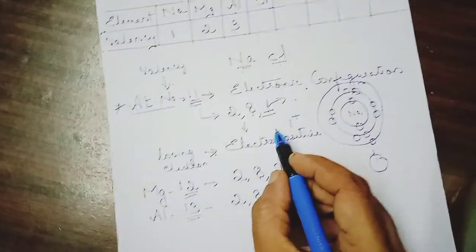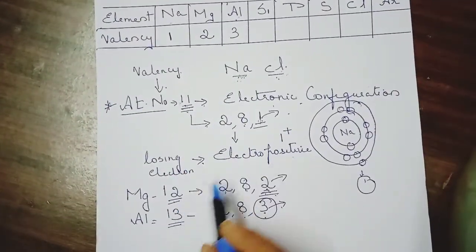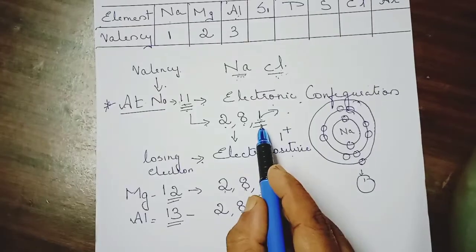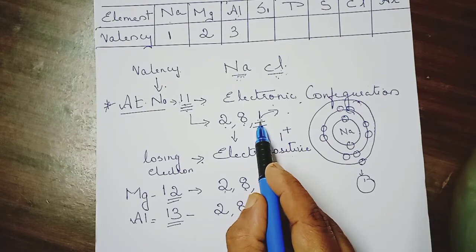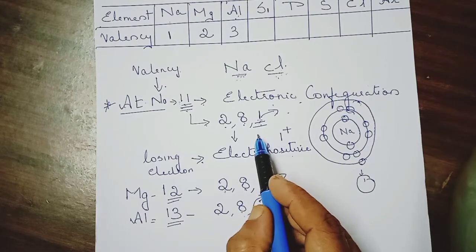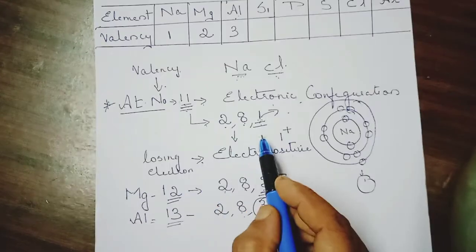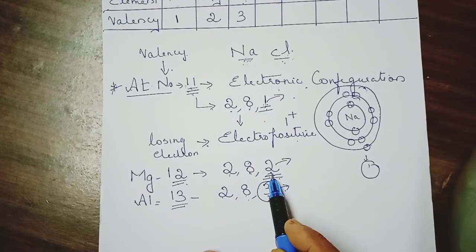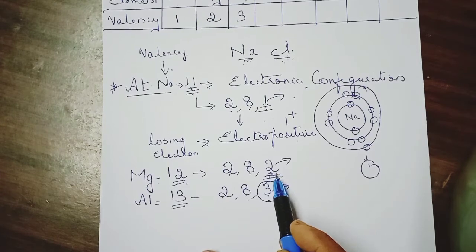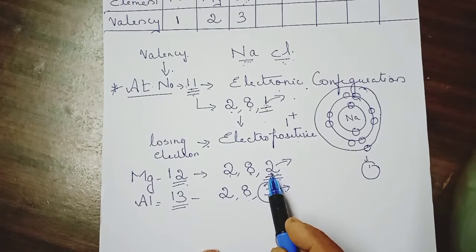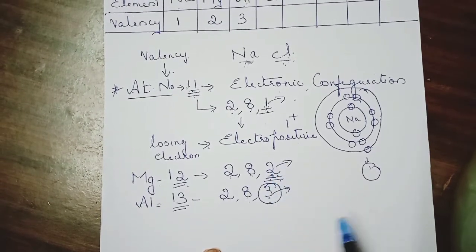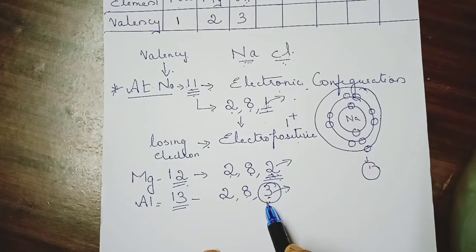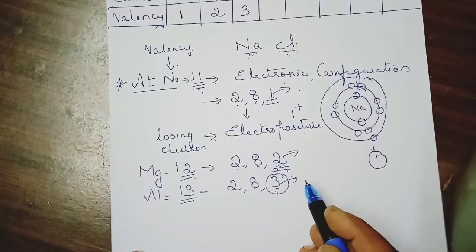Now, in the case of sodium, which is 11, the valency is 1, so it is known as monovalent. Sodium is monovalent in nature. In the case of magnesium, the valency is 2, so it is bivalent, because it can lose 2 electrons. Aluminum has 3 valence electrons, so it is trivalent in nature.